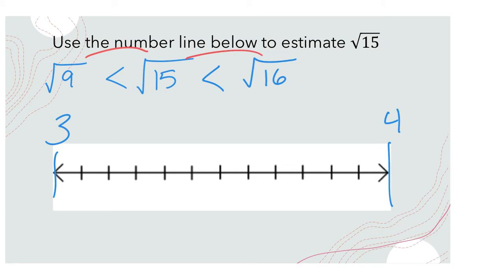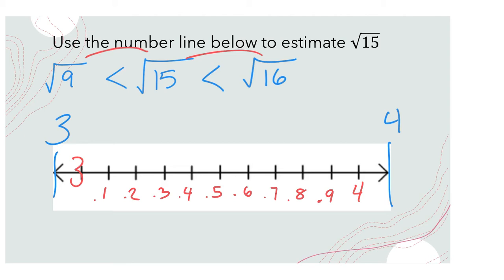Well, 15 is really close to 16. It's only about 1 point away, and it's 6 points away from the 9. So we really want to think, and I think this is a little off, so let's say this is 3, then we have 3 and 1 tenth, 3 and 2 tenths, 3 tenths, 4 tenths, 5 tenths, 6 tenths, 7 tenths, 8 tenths, 9 tenths, and then this would be our whole number of 4.